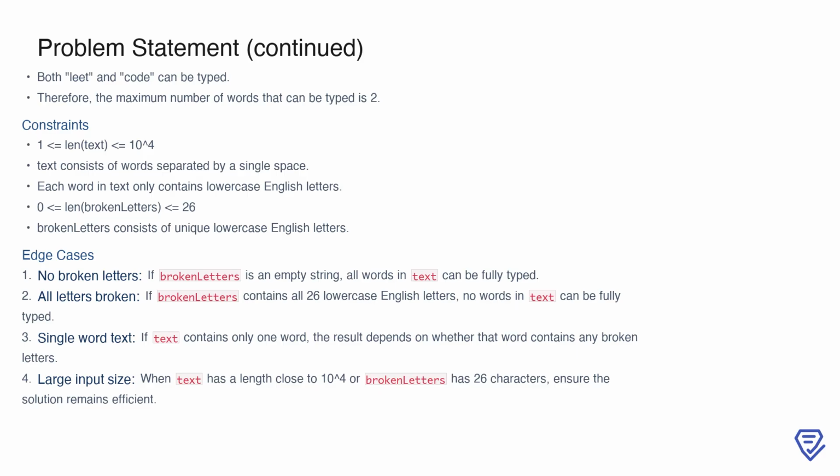Now, let's consider the constraints and edge cases. The length of the text can go up to 10,000 characters, and each word in the text consists only of lowercase English letters. The broken letters string can be empty, meaning no keys are broken, or contain up to 26 unique lowercase letters, which would represent all keys being broken. Edge cases include scenarios like no broken letters, where all words can be typed, or all letters being broken, where no words can be typed.